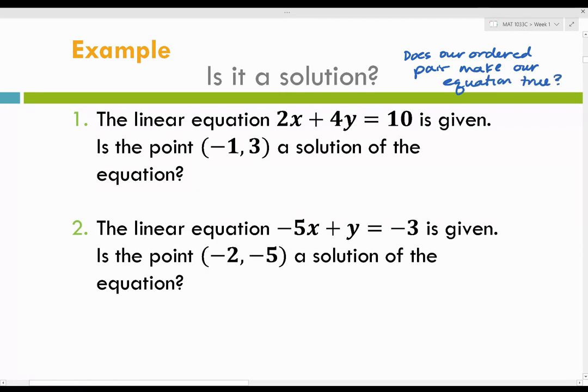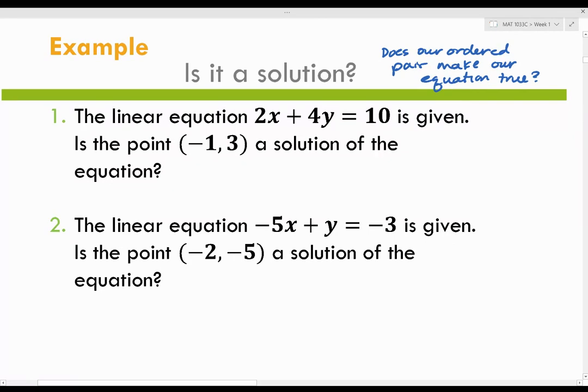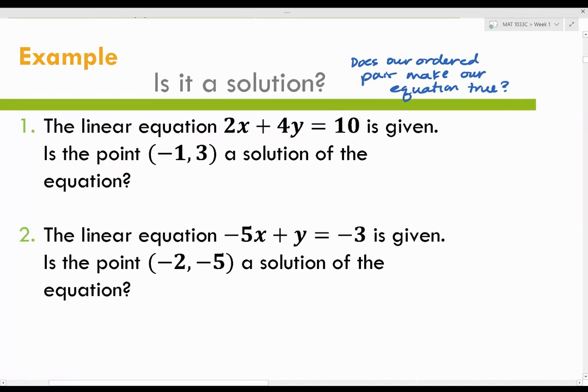Okay, so let's look at this first example. It says the linear equation 2x plus 4y equals 10 is given. Is the point -1, 3 a solution of the equation? Well, if it is a solution, that means that when we plug it into our equation, it needs to make it true. In this ordered pair, your first coordinate is always your x value, and the second coordinate is always your y value. So everywhere in this equation where I see an x, I'm going to plug in -1, and everywhere that I see a y, I'm going to plug in 3.